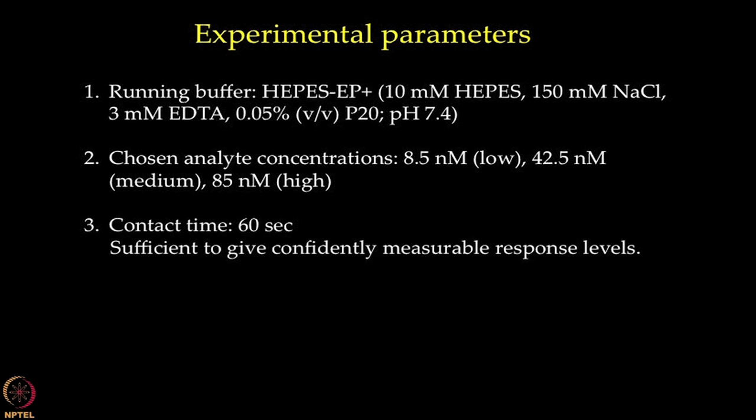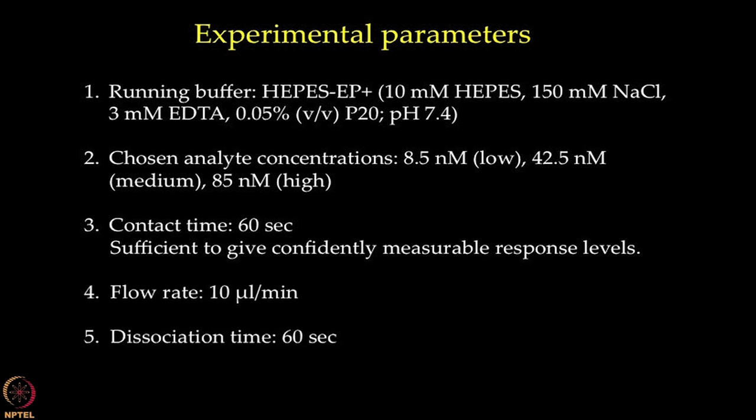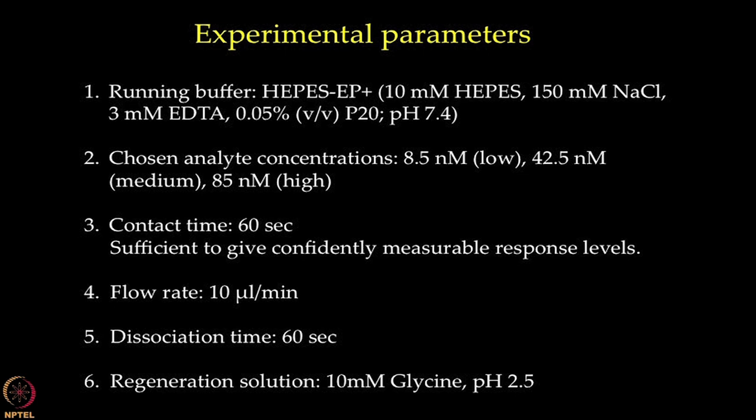Contact times between the sample and the sensor surface should be sufficient to give confidently measurable response levels without compromising screening throughput. Contact times of 1 to 2 minutes are usually sufficient for a binding experiment. Here, we will provide a contact time of 60 seconds at a flow rate of 10 microliter per minute with a dissociation time of 60 seconds. An ideal regeneration condition is one where the analyte response of the same concentration is constant after repeated injections. Today, we will be using 10 millimolar glycine pH 2.5 for regeneration of the surface. We will now proceed with our binding experiment protocol.